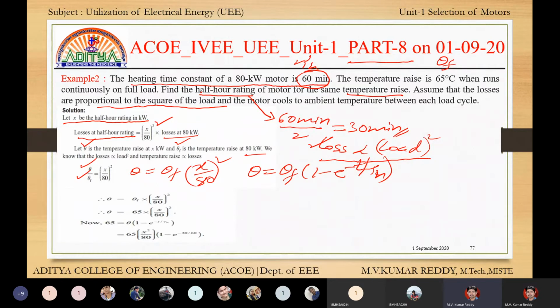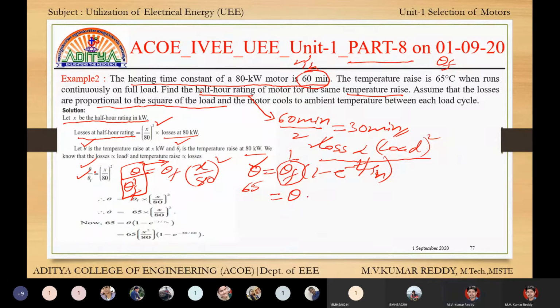Now this theta is a maximum value, it does not change. That means the maximum value is 65. And this is theta f dash. Theta f dash is equal to theta; here theta and theta f dash are the same. What is the value of theta? Theta is equal to theta f into (x/80) whole square.